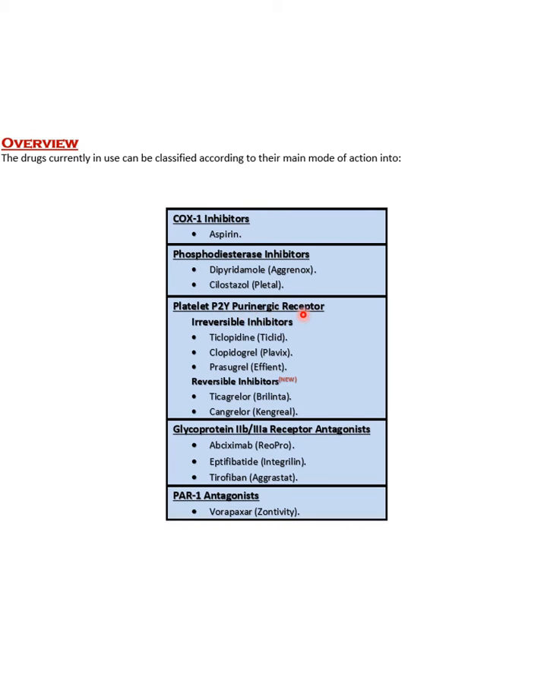the platelet P2Y purinergic receptor. P2Y is a receptor, and it has two kinds of inhibitors. Some are irreversible, others are reversible. The reversible ones are actually new products that came out to the market recently. And then you have the glycoprotein 2B and 3A receptor antagonists. We have 3 examples of them. Then finally the PAR1 antagonists. We have an example. Okay.